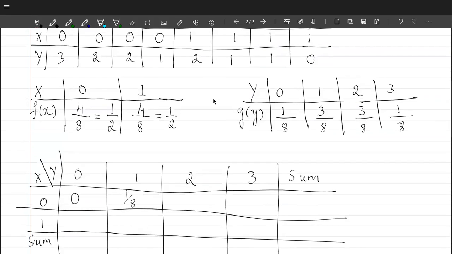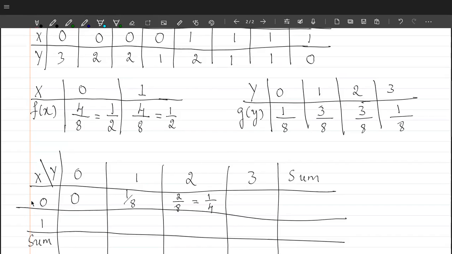Then next case, that is x takes a value 0 and y takes a value 2. So for 0, 2, you can see that there are 2 cases here. One case is here, x takes a value 0, y takes a value 2. Another case is here, x takes a value 0, y takes a value 2. So 2 cases are favorable out of total 8 cases. So 2 by 8, 2 by 8 is equal to 1 by 4.